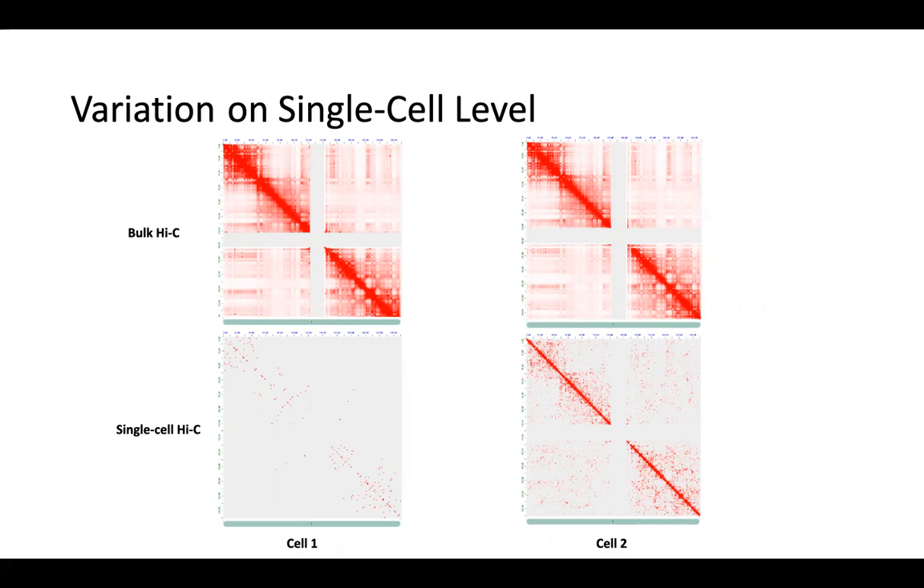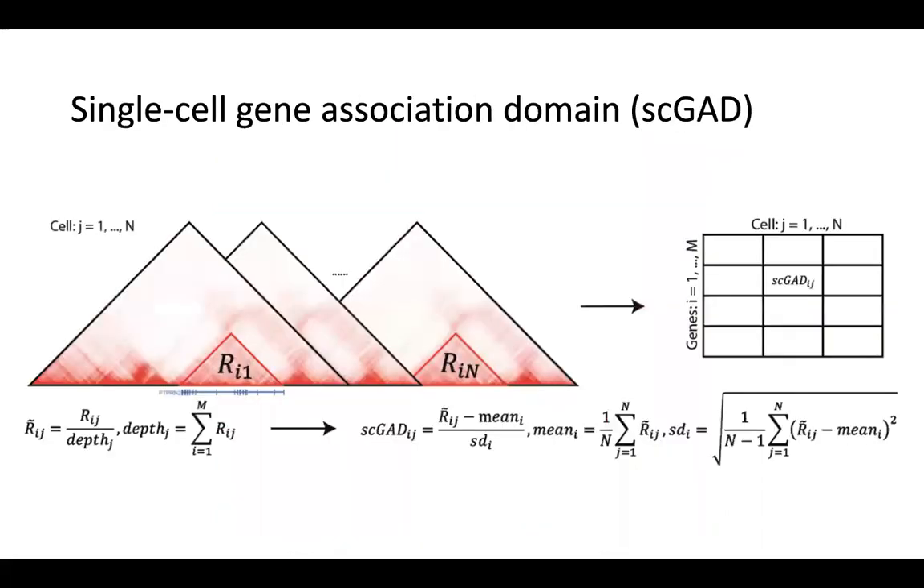No method, as we know of, tries to do integration between single-cell Hi-C and other assays. Here, we propose scGAD, which is used to better understand the connection among all these biological features.